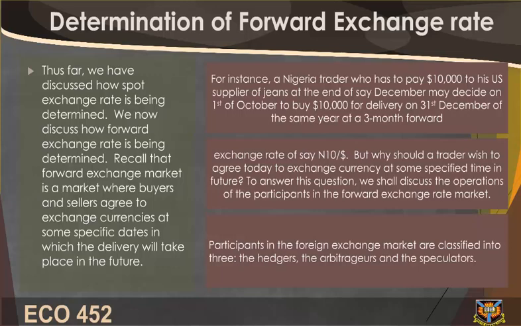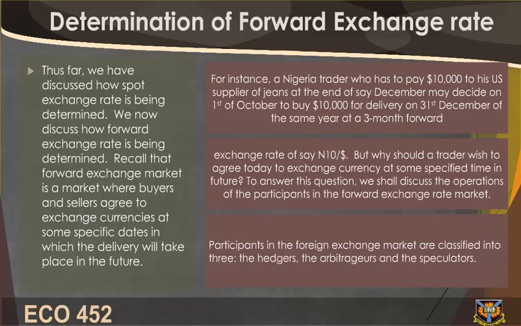For instance, a Nigerian trader who has to pay $10,000 to his US supplier of jeans at the end of, say, December may decide on 1st of October to buy $10,000 for delivery on 31st December of the same year at a 3-month forward exchange rate of, say, 10 naira per dollar. But why should a trader wish to agree today to exchange currency at some specified time in the future? To answer this question, we shall discuss the operations of the participants in the forward exchange market.